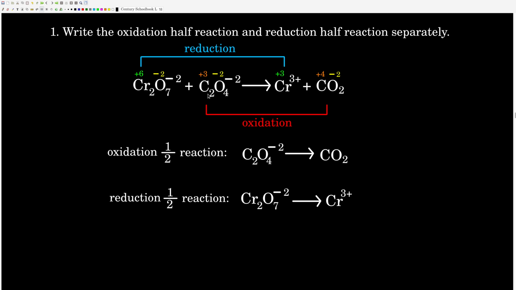We see that the carbon in the oxalate anion is in a +3 oxidation state, whereas on the right-hand side, the carbon is +4 in carbon dioxide. So it's becoming more positive, less negative. That's oxidation. So these things are what are involved in the oxidation half reaction. Oxalate on the left, carbon dioxide on the right. Now, these aren't balanced yet, but that's what we're doing, we're balancing them. That's step 1.